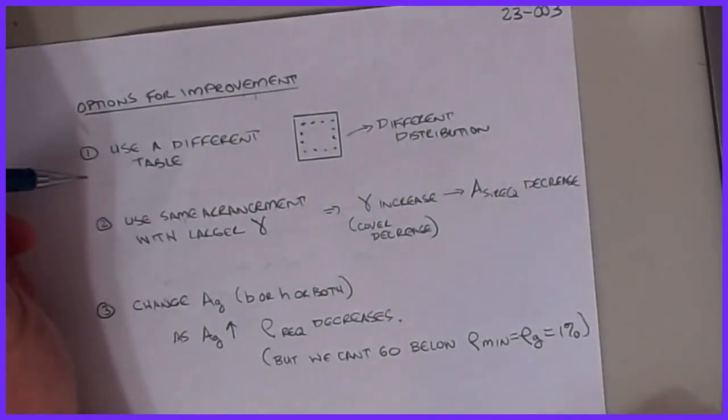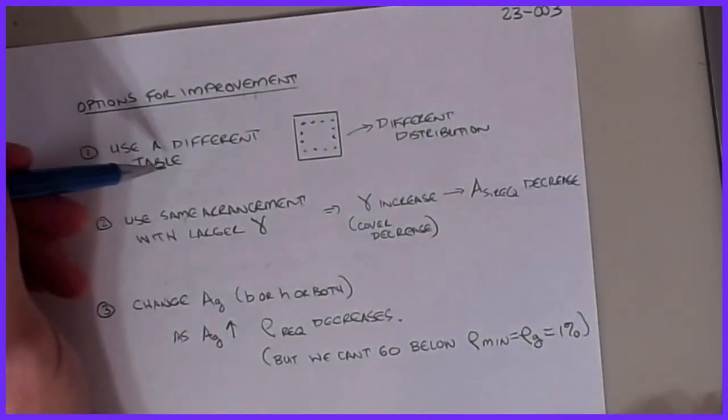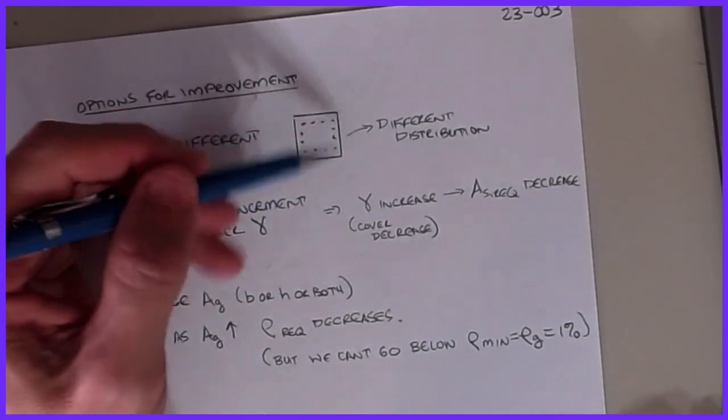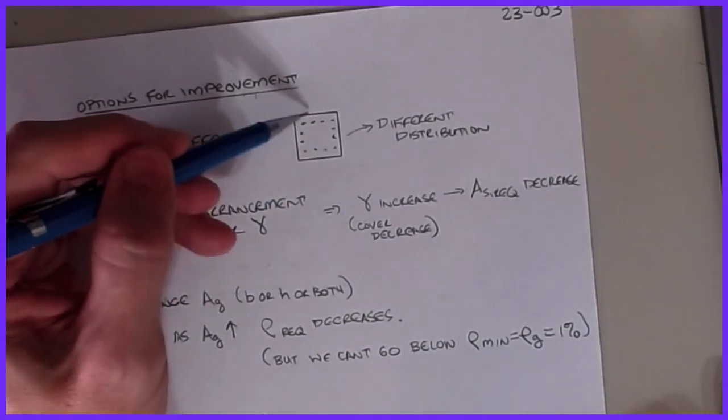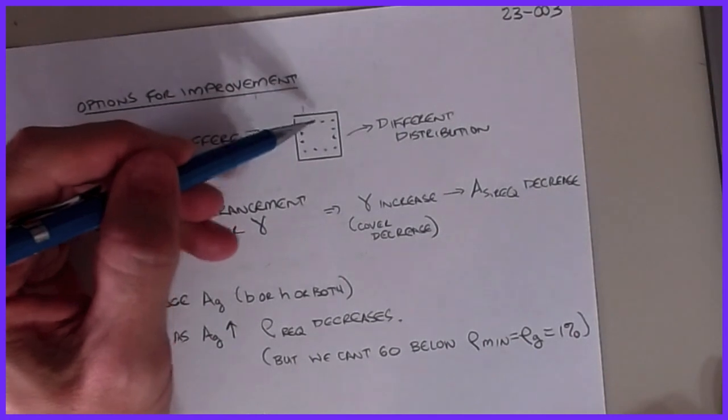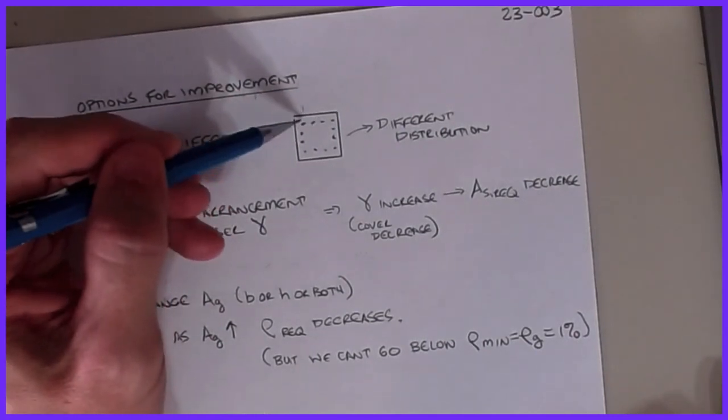The first one that I would look at is using a different table based on the different distribution of the steel. Like I said, we had a whole lot of space between here and here in which I didn't count the bars in the perpendicular face.